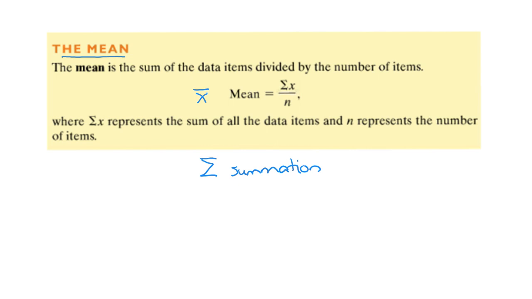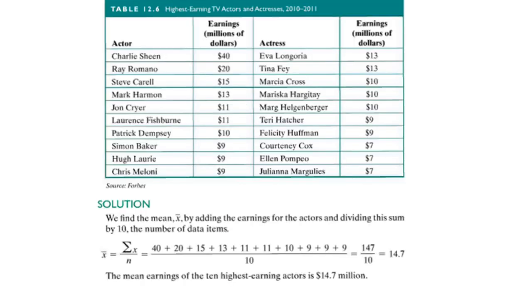If you want to find your test average, you will add all your test grades together and divide by the number of tests that we have. Again, the mean is equivalent to finding the average. This table shows the highest earning TV actors and actresses for the year 2010-2011. The question for this problem is asking you to find the mean average of earnings for the top 10 actors. So you can see over here at the bottom, X bar is equal to the summation of X divided by N. So I added all the earnings up for the actors and divided by 10, the number of actors we have, and they came up with 14.7.